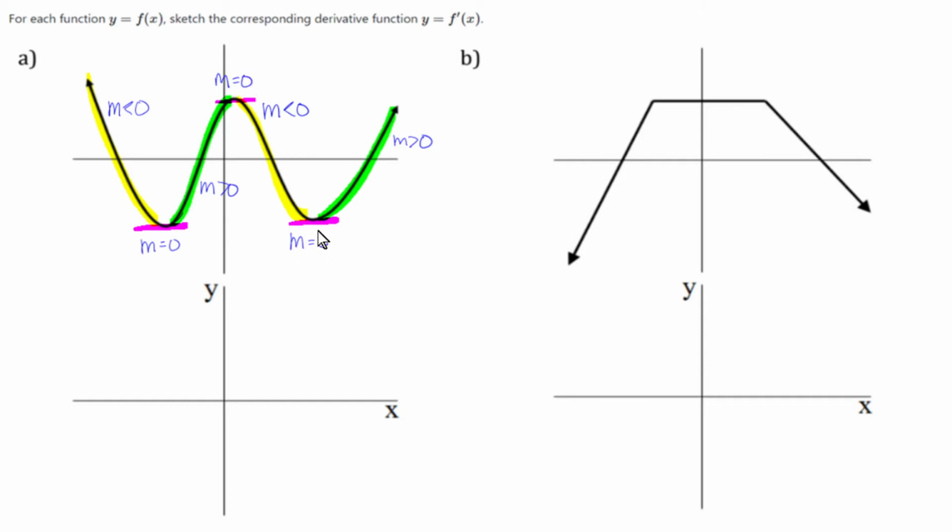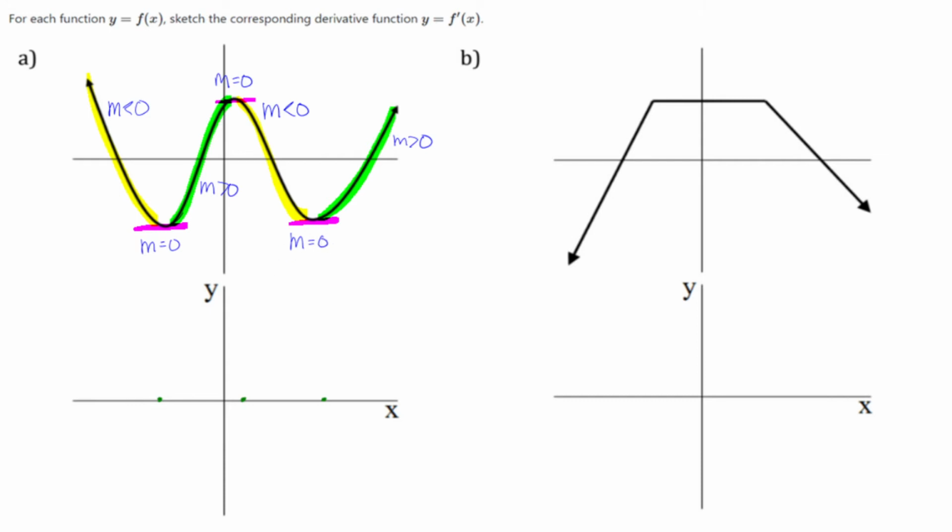So when we want to sketch the derivative function, any point where the slope is 0, that's going to become an x-intercept. So right about here, we'll have this x-intercept corresponding to this minimum. Right about here, we'll have another x-intercept that corresponds to this maximum. And then we'll have a third x-intercept right here corresponding to the following minimum.